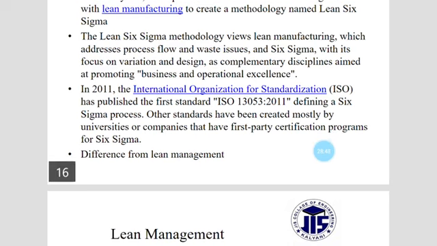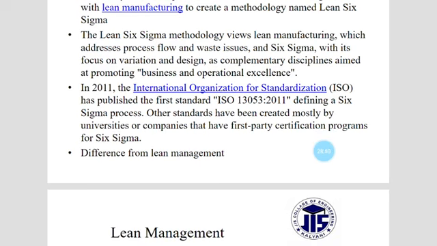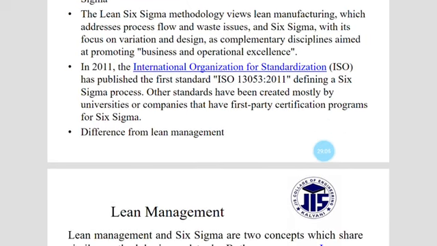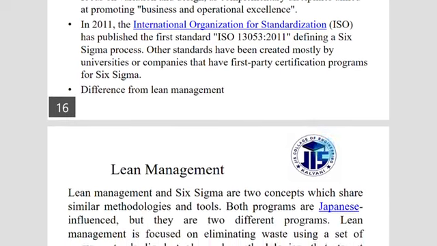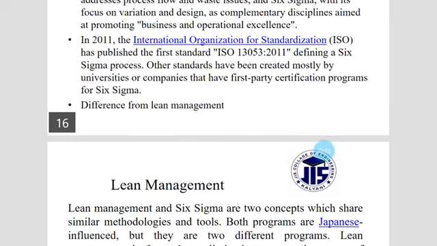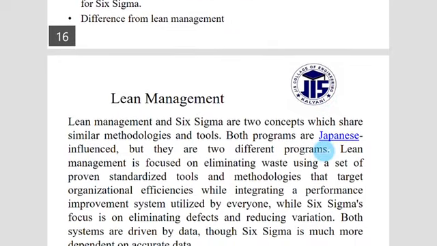In 2011, the International Organization for Standardization, ISO, published the first standard, ISO 13053:2011, defining a Six Sigma process. Other standards have been created mostly by universities or companies that have third-party certification programs for the Six Sigma approach. Next, the difference between lean management and Six Sigma will be considered.